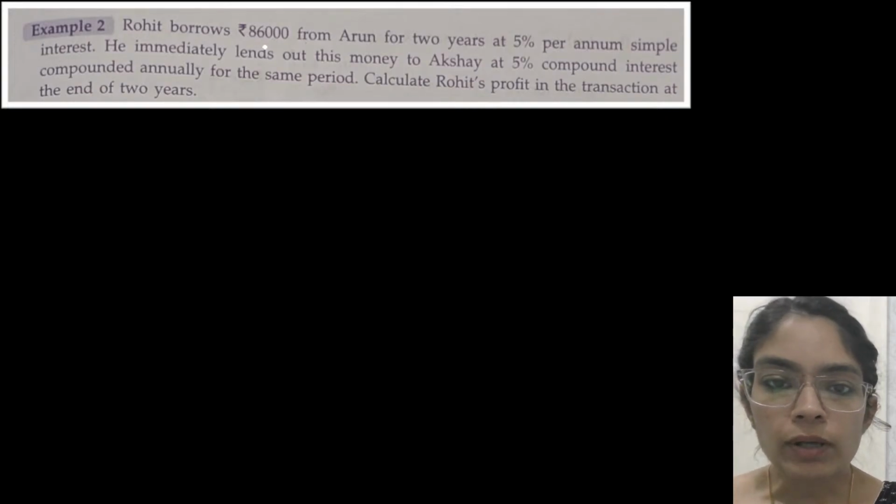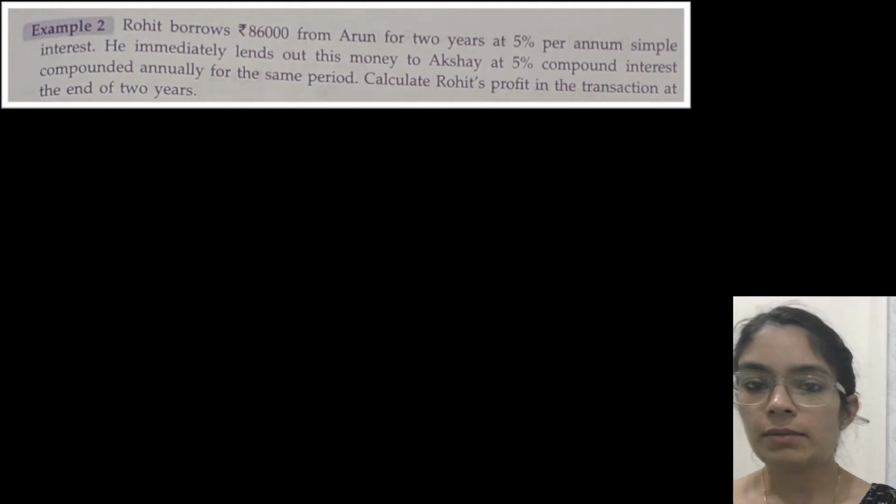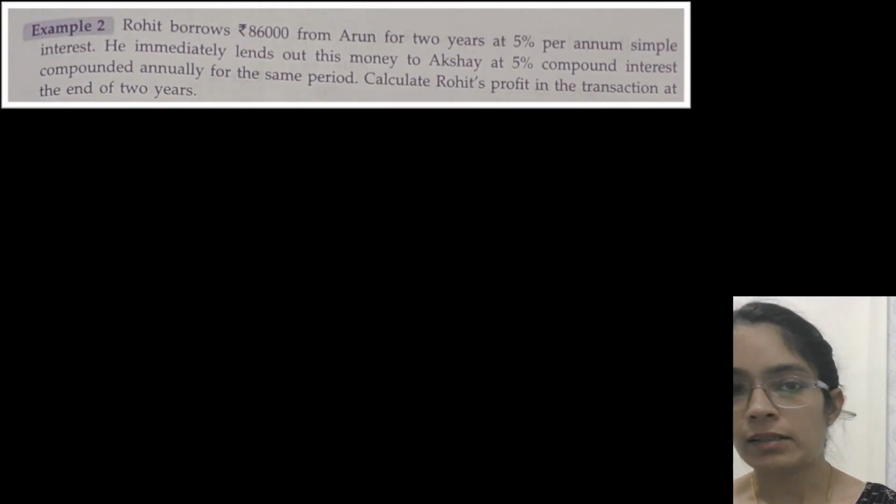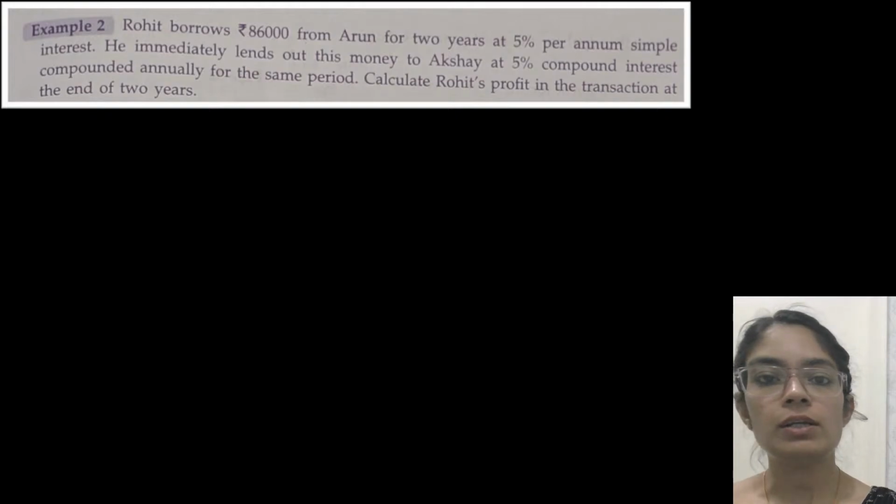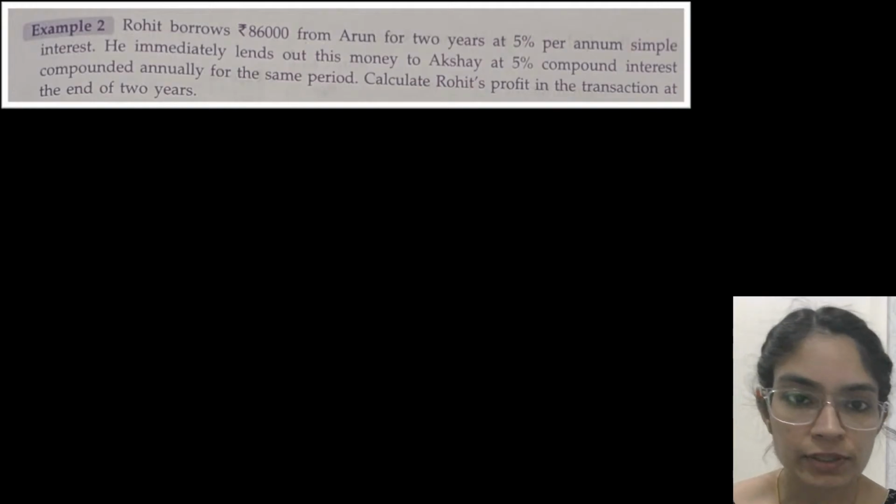Okay, so Rohit borrows. First of all, we have to see what is given to us and what we have to find. This is a very important thing. First of all, you figure out what is given to us and then what we have to find. This will help us to do the question.